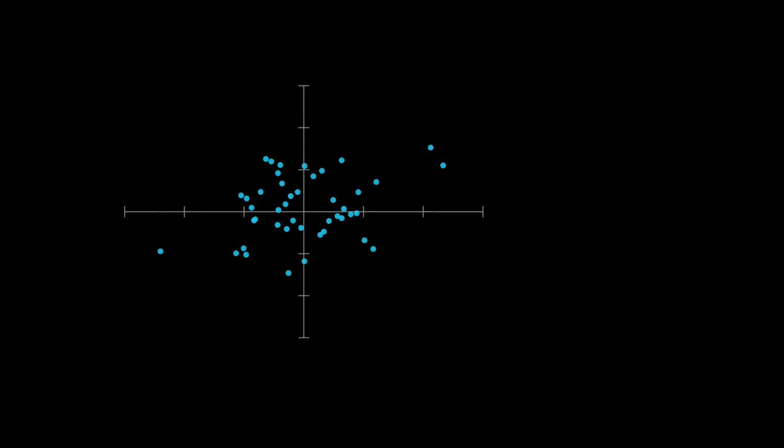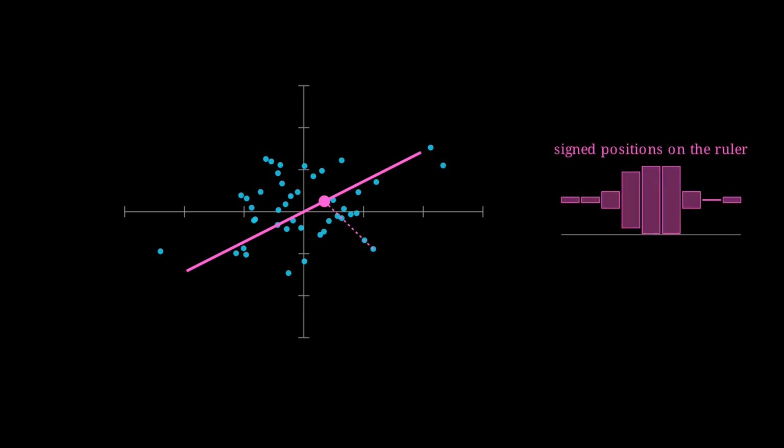Put a ruler through the center of the cloud. Take one shot and slide its point straight onto the ruler. The signed position on the ruler is called a projection, one number combining the horizontal and vertical misses along this direction. Repeat that slide for every shot, and the ruler gives us a new one-dimensional histogram.